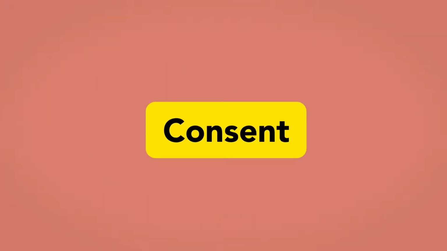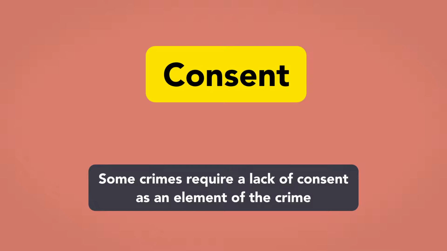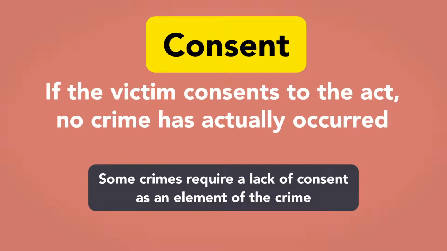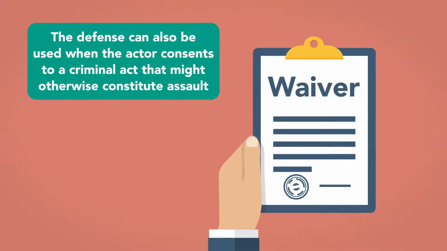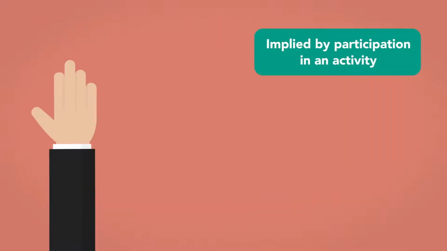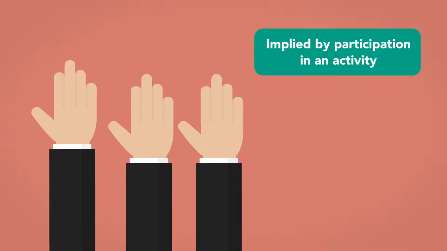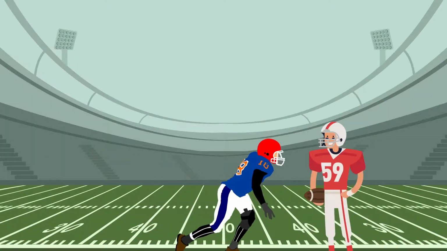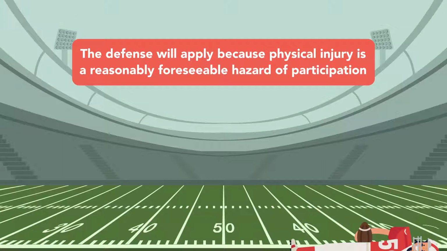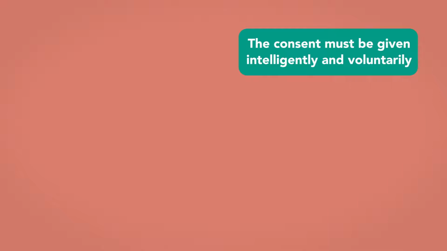Consent. Some crimes, such as rape, require lack of consent as an element of the crime. Thus, if the victim consents to the act, no crime has actually occurred. The defense can also be used when the actor consents to a criminal act that might otherwise constitute assault. Consent can also be implied by participation in an activity. For example, if someone is injured during a football game, the defense will apply because physical injury is a reasonably foreseeable hazard of participation.